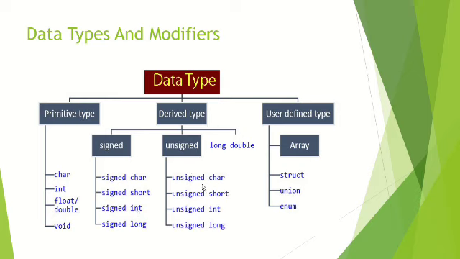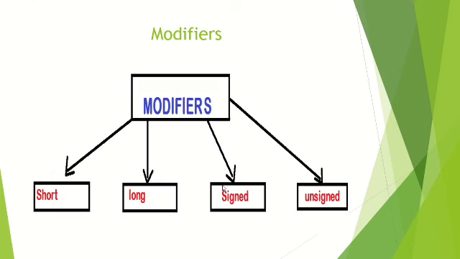Unsigned derived data types are unsigned character, unsigned short, unsigned int, and unsigned long. User-defined data types are arrays, structure, union, and enum. These are the data types in the C programming language. Modifiers consist of short, long, signed, and unsigned.